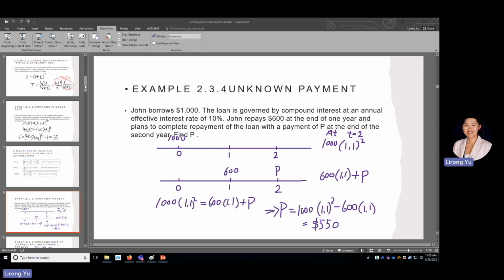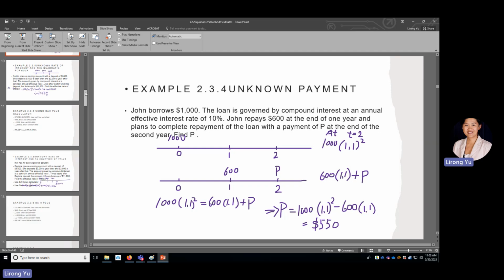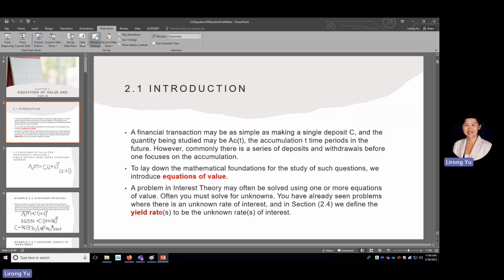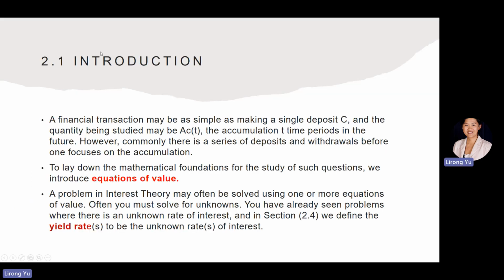Basically, in the second week of this class, we're trying to learn chapter 2, that is equation of value and yield. If you have already finished chapter 1, you probably had seen some calculation of present value and future value. So now in chapter 2, we are looking at equations of value. It doesn't have to be at time 0 or time 2. It could be anywhere along the timeline. You can set up an equation of value at that time spot.